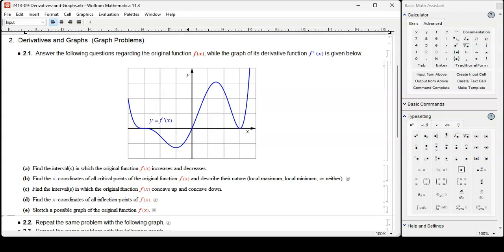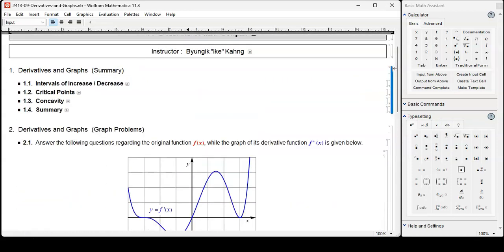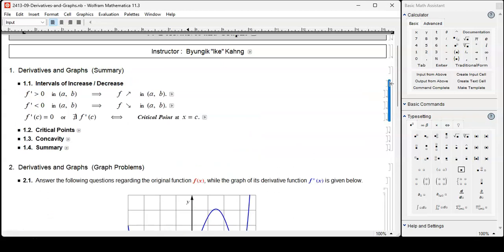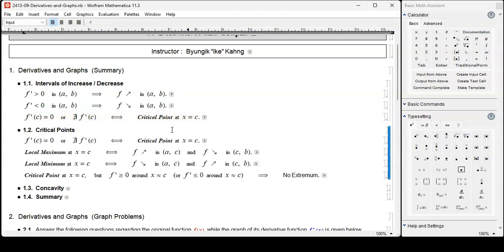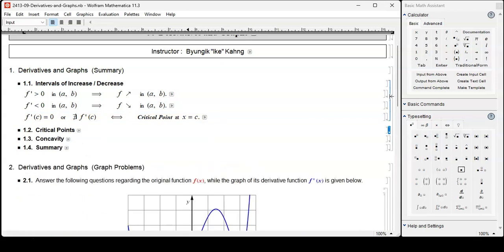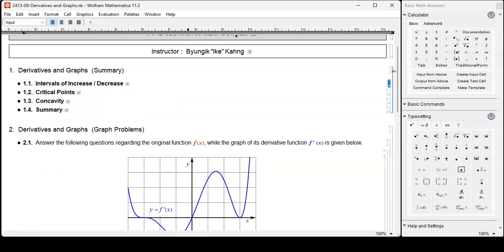If you don't, well, let me explain. Part A is talking about the increasing-decreasing nature of the original function, and part B is about critical points and their nature. Now let's go back to section 1. You see, they're all about this. Derivative is positive, then original is increasing. Derivative is negative, then original is decreasing. And when the derivative hits 0, then we have critical points. And as for the critical points, they're all about the signs of the first derivative.